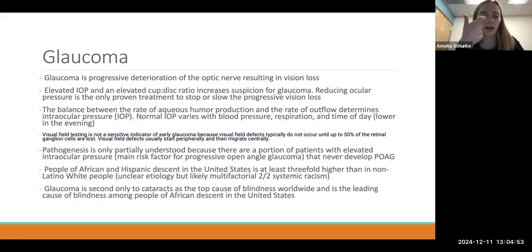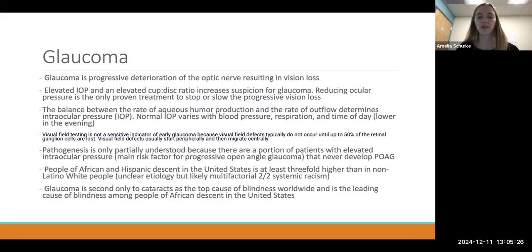You test for intraocular pressure by, if anyone has had it done before, it's a little exam where they shoot a burst of pressure into your eye and then it records the pressure in your eye in millimeters of mercury. And the only way they've found to treat glaucoma is to reduce ocular pressure to slow or stop progressive vision loss.